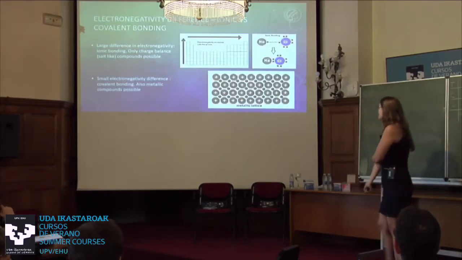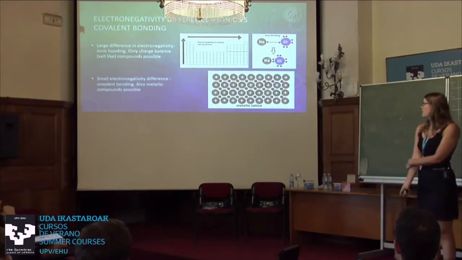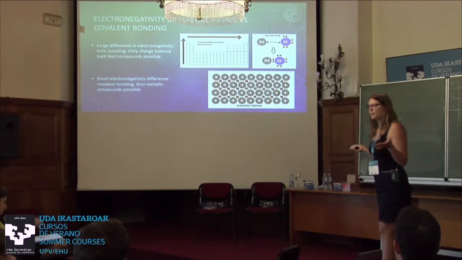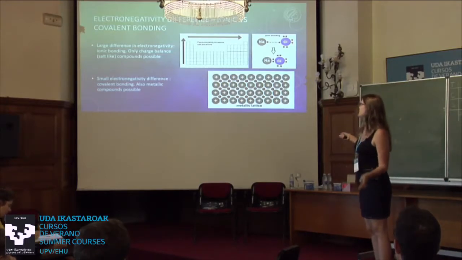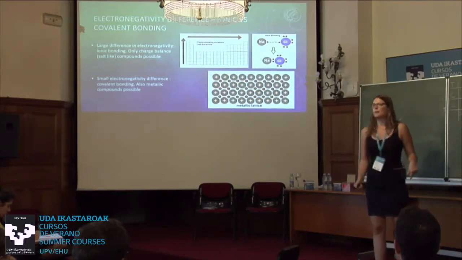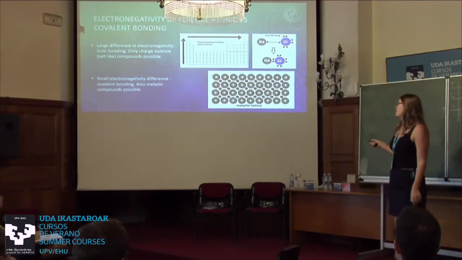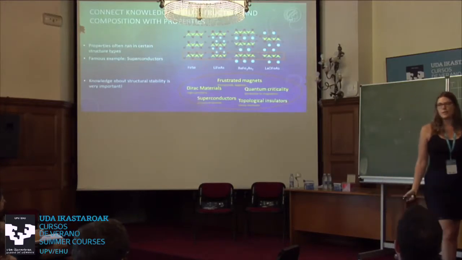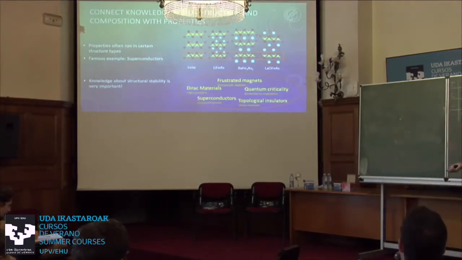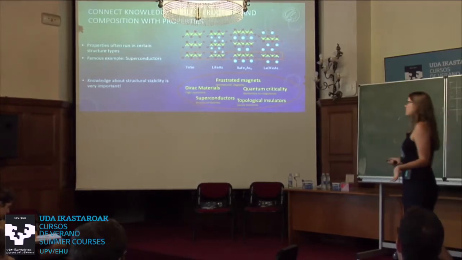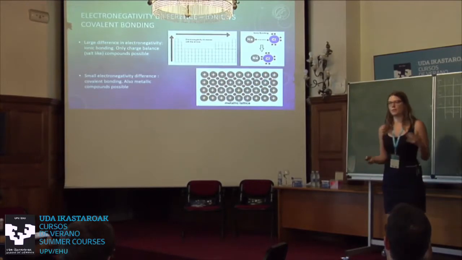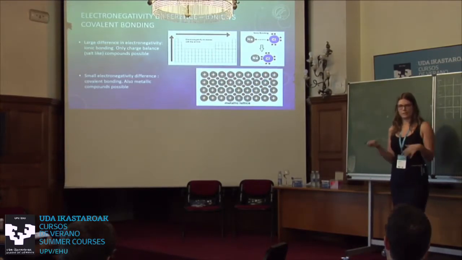Okay, and then lastly, I said the type of bonding is important, and I already mentioned it a little bit before. So we care a lot about the electronegativity difference of elements. So the scale is like this in the periodic table. Here is very electropositive, here is really electronegative. And if you have elements which are far away from each other in the periodic table, you will have an ionic compound, and then charge balance is extremely important to actually have a stable compound. And if you have elements that are closer together to each other, you can have metallic compounds, and charge balance is not that important.